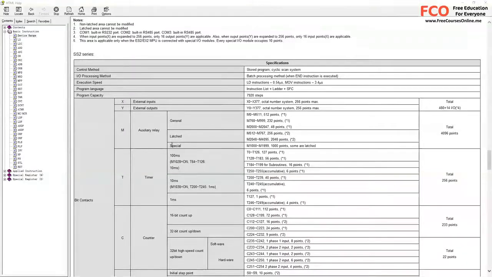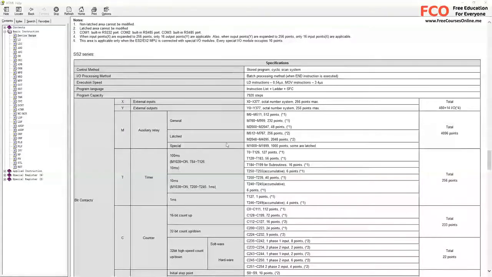There are a few different types of memory bits that you get. In this case, we've got the general memory bit, which we can use for just storing temporary values. What this would mean is that if the PLC had to power down, we would actually then lose the state of these memory bits. Here you can see the range of the memory bits, where they actually sit in the PLC.